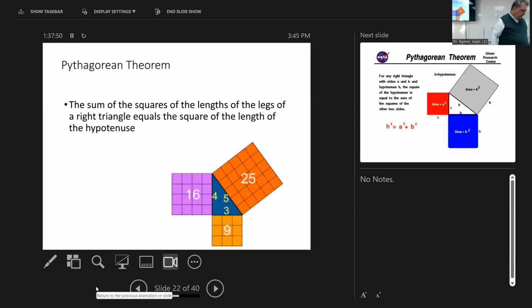Now, we talked about this, I think, in our first session, the Pythagorean theorem, that the sum of the squares of the lengths of the legs of a right triangle equals the square of the length of the hypotenuse. So in that figure, as you can see, it's saying 4 squared, 16, plus 3 squared, 9, is equal to 5 squared, 25. All right. Or in other words, if you add these two circles, you get this larger circle. Okay.